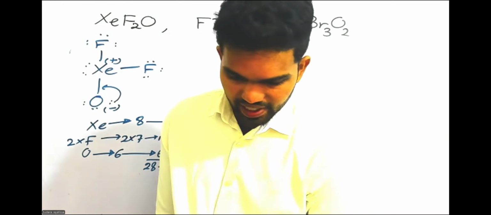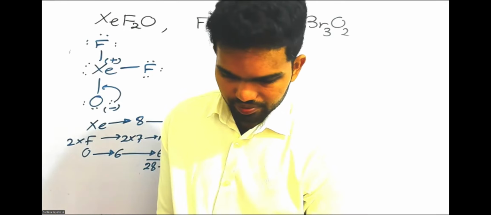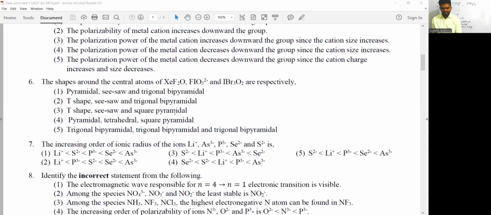Then you can see our answers. Find the answers that are starting from the T-shape. You can see the second and third answers are starting from the T-shape. Then you can see the second option in those answers is seesaw. That means the XeF2O molecule must be seesaw, so there is no point of drawing that in the exam. Just draw the last molecule to confirm the answer.